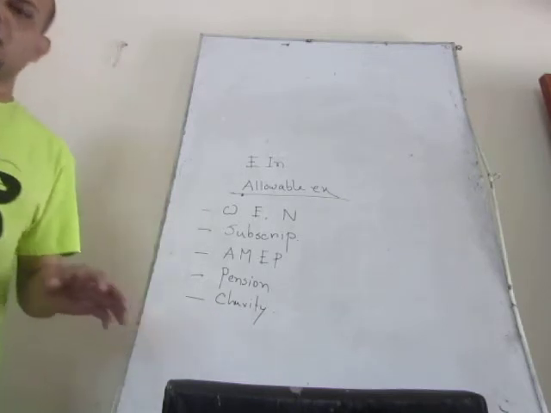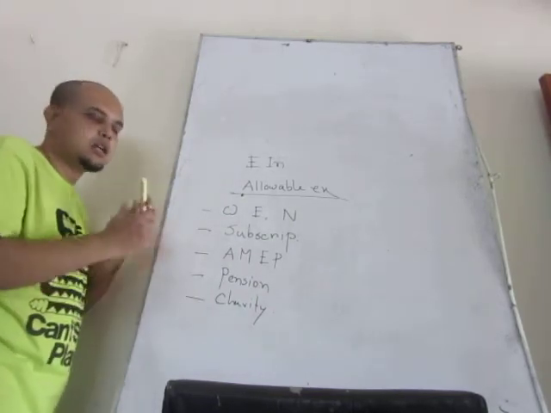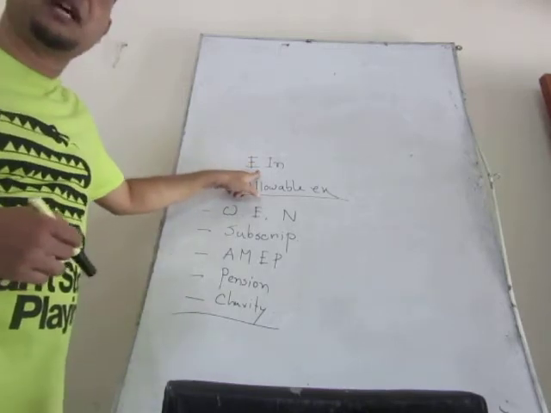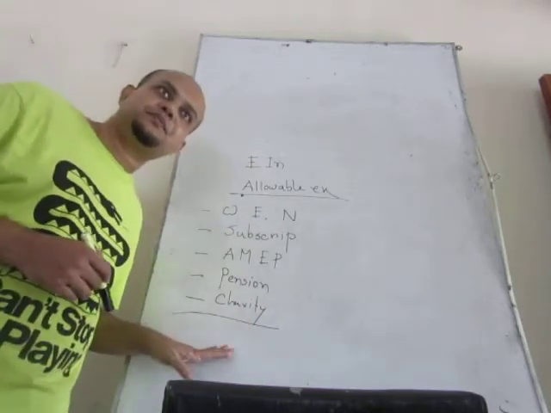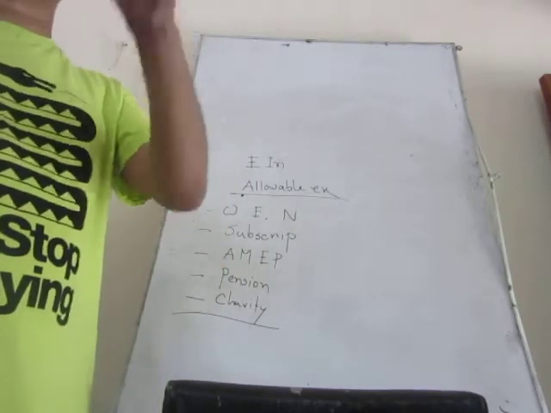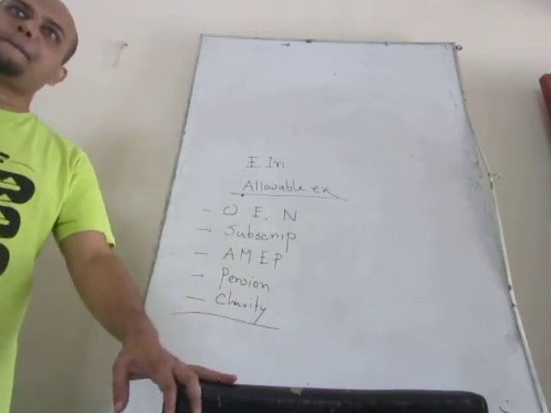Clear? So you can say these are the allowable expenses. After deducting these allowable expenses from the total employment income, whatever remains is your taxable employment income on which tax will be charged. Clear?